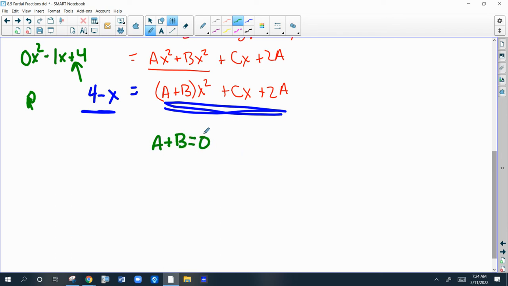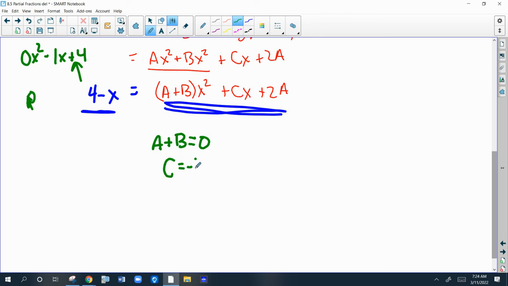Now you look at the first degree term, I guess, the power of 1. Cx to the first must be the same thing as this negative 1x to the first. So that means c must equal negative 1. So we're done with that.